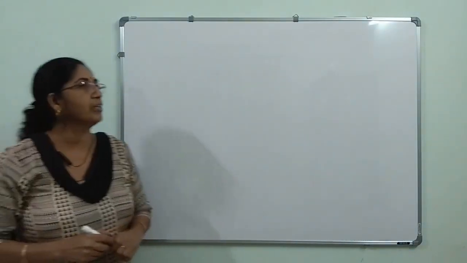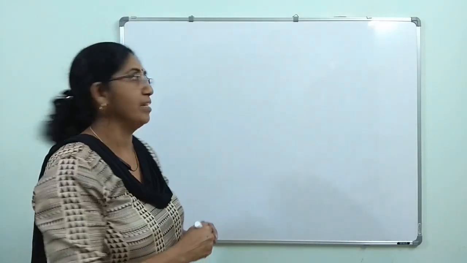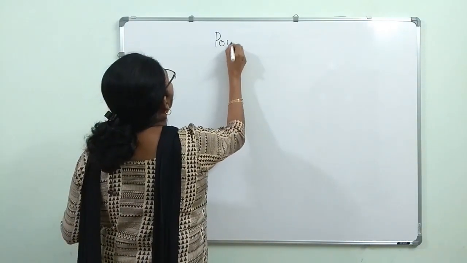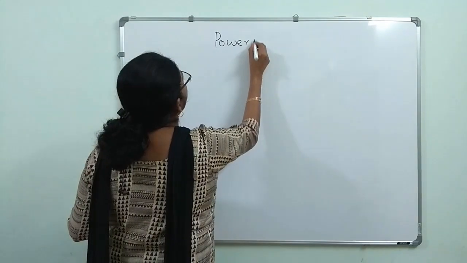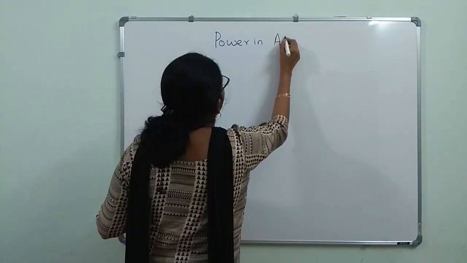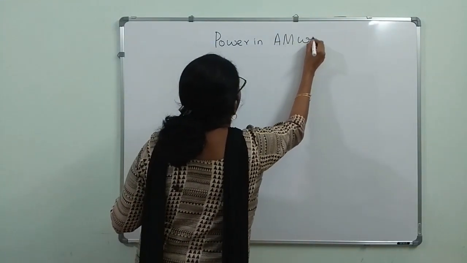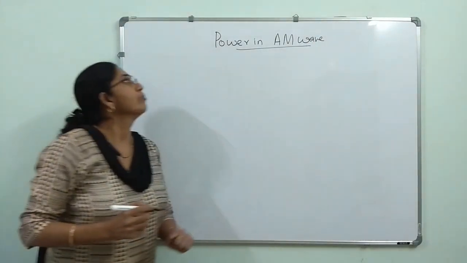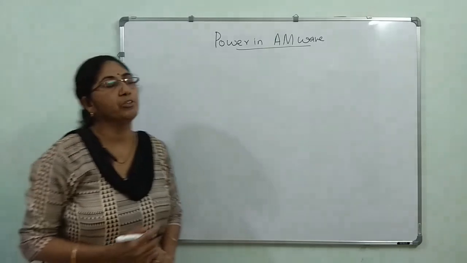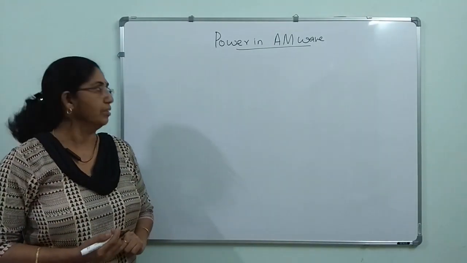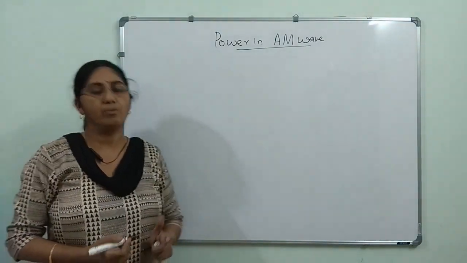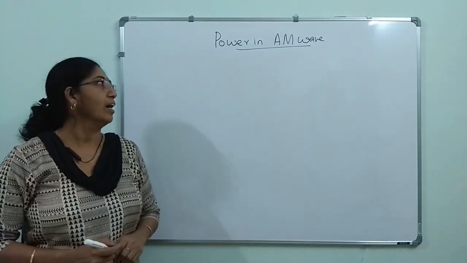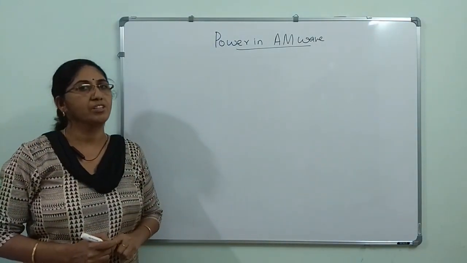Now let us see how to calculate power in an amplitude modulated wave. We have understood that the power should be high for large distance transmission. So we are going to calculate what is the power in the carrier wave, what is the power in the signal, and what is the total power that is being transmitted.